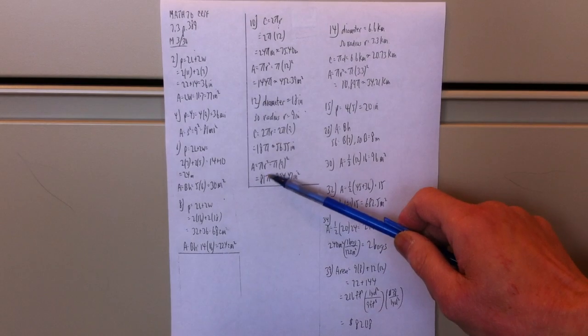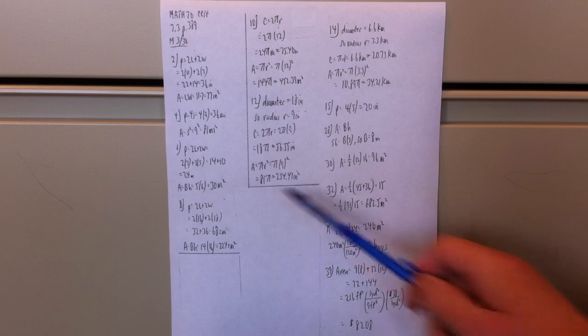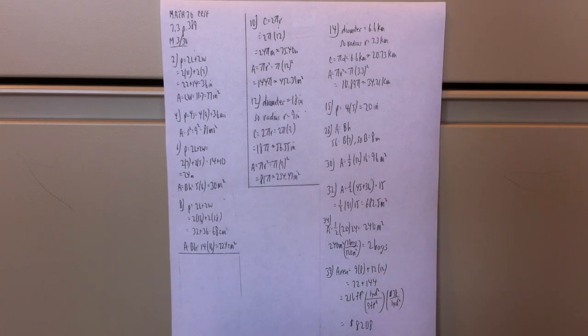The area is pi r squared. Pi times 9 squared is 81 pi. That's 254.47 square inches.